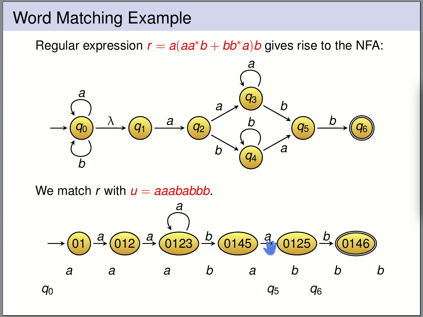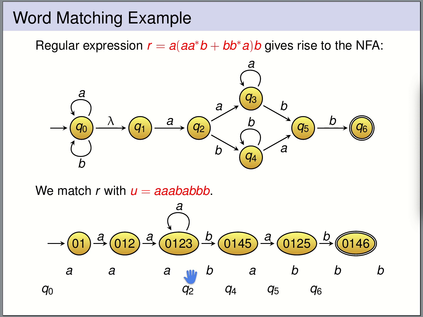If you're on q5 and we've read an A, then there's only one possibility. We must have come from q4. And indeed q4 is in this set of states. From q4, when reading a B, there's two options. We might have come from q4 or from q2. Now, where did we come from? We check. We were in this state of the DFA and we came from this state. Now, we have two options, q4 or q2. q4 is not in this set of states, but q2 is. That means we must have come from the state q2.